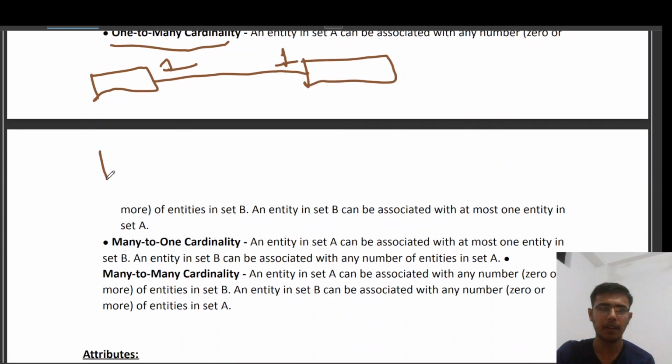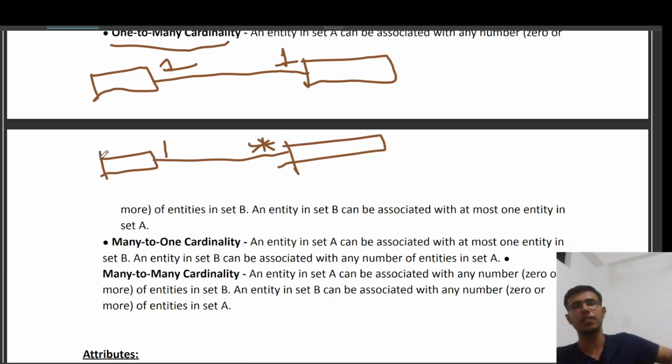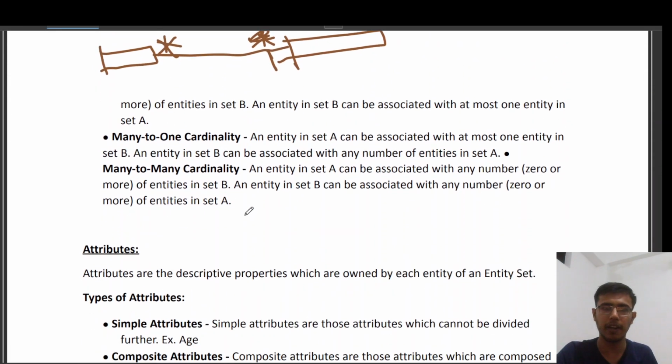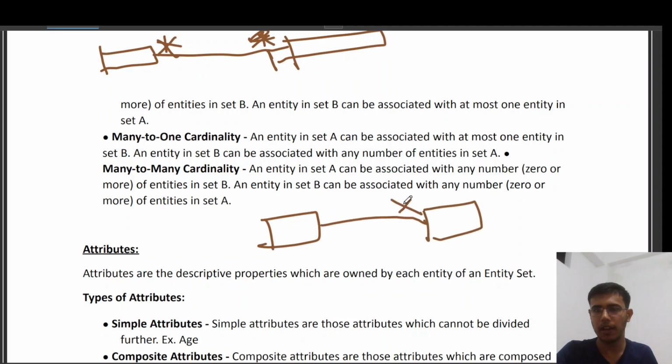And for one to many, this is how we can represent it. This is one, and here the line that we are using represents one-to-many cardinality, right? Many to one will be represented like this. Many-to-many cardinality will be represented in this way, according to me, so basically like this and like this. This is basically the many-to-many cardinality.